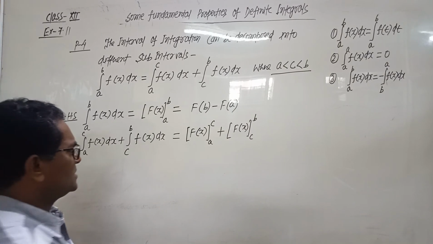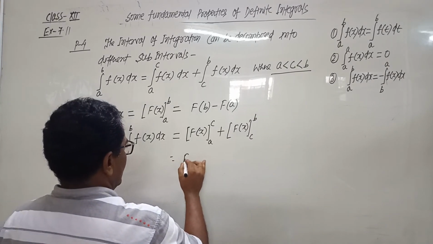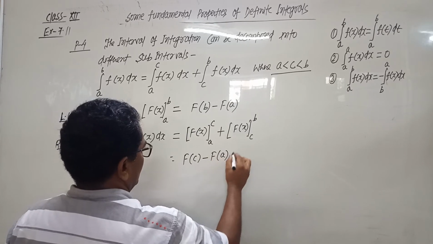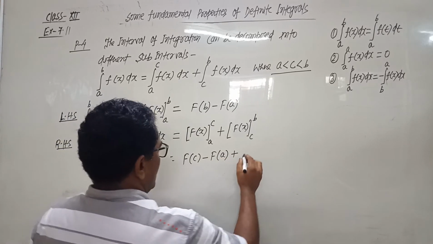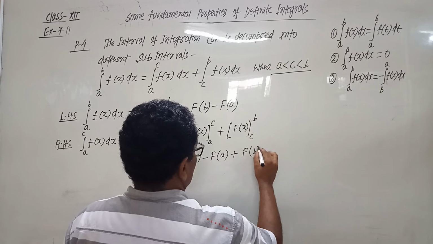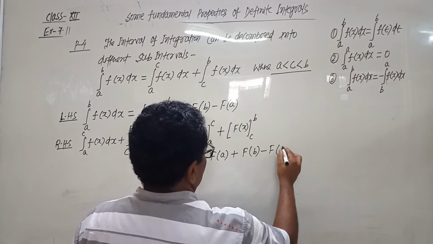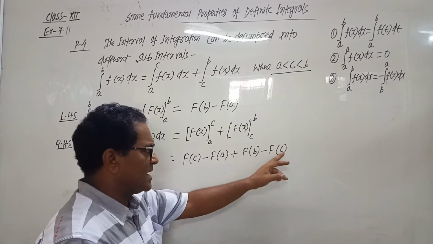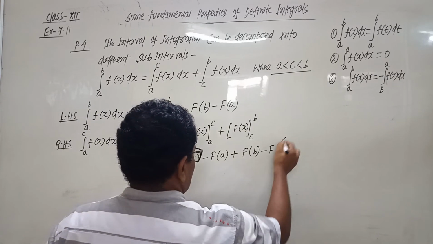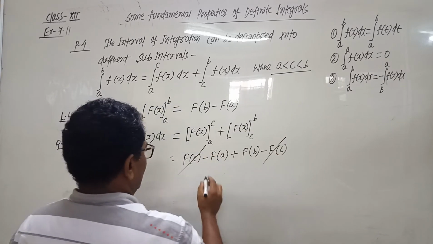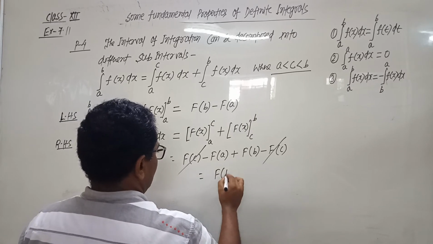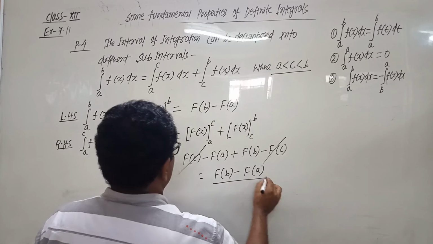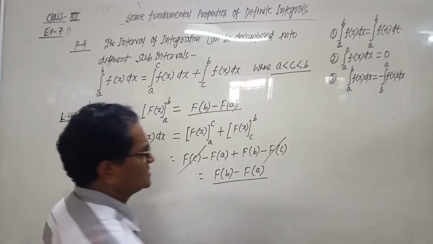Now put the limit. So we get F of c minus F of a plus F of b minus F of c. Firstly put the upper limit at the place of x, then minus sign, and then put the lower limit. So F(c) plus and minus gets cancelled, and we get the result F of b minus F of a. So this is RHS and this is LHS.